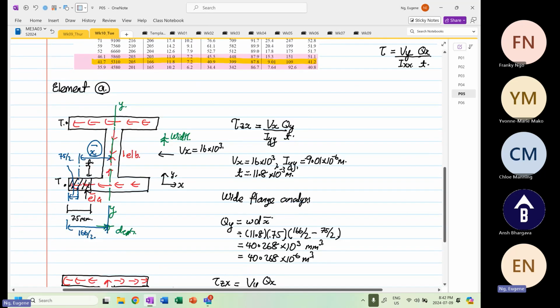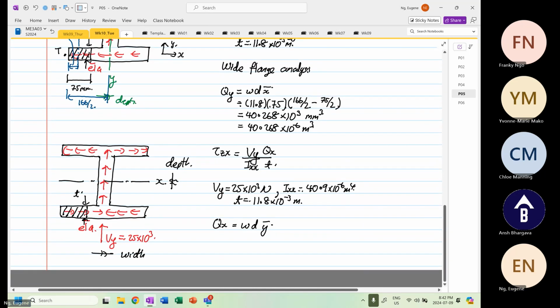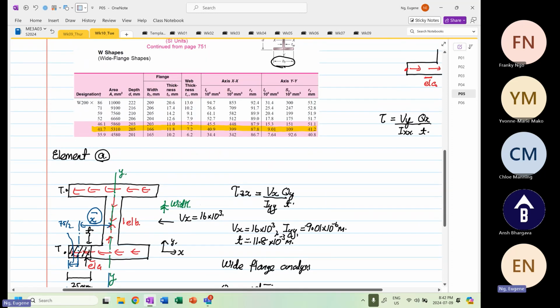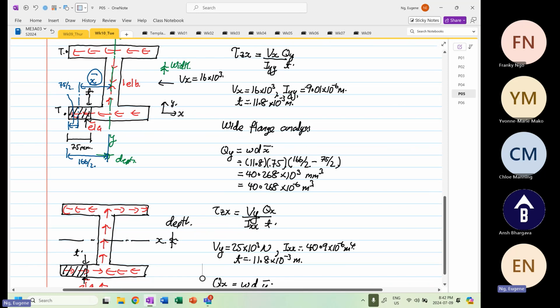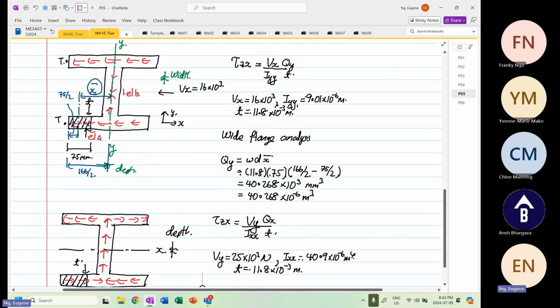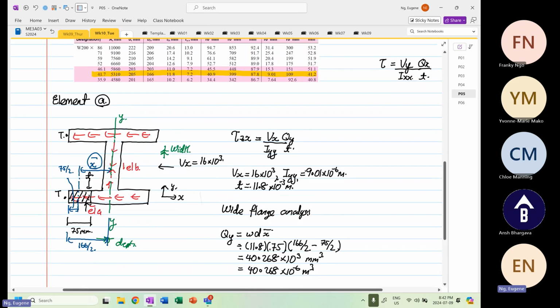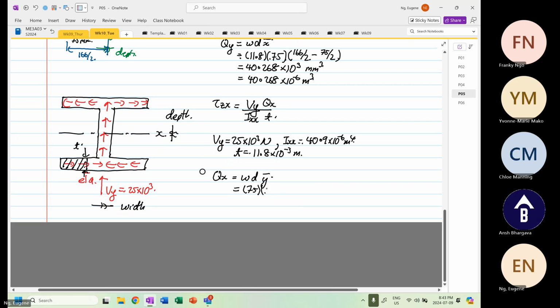Width is equal to 75. The depth, which is T, the depth, which is equal to TF, and TF is 11.8. Let me confirm. Yep, 11.8. And then the Y bar. So this is our Y axis. This is our X axis.